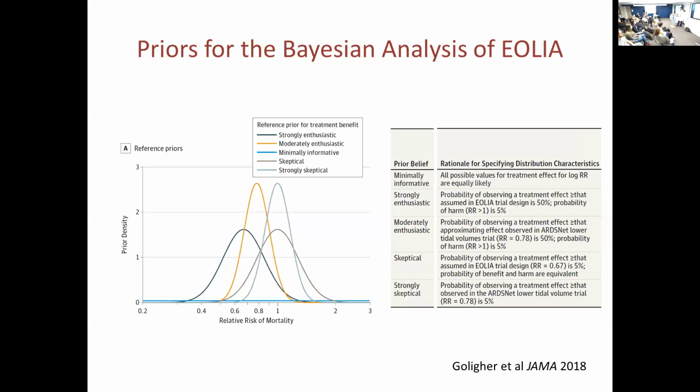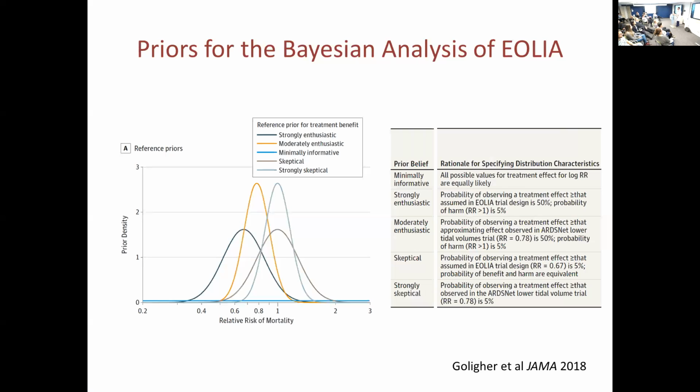The strongly enthusiastic prior was specified just like David Spiegelhalter described it being specified. So the probability of observing the treatment effect used to plan EOLIA was specified to be 50%, and the probability of harm was only 5%. At the other end of the spectrum, we specified a strongly skeptical prior. In this case, we felt like specifying a low probability of an absolute risk reduction of 20% wasn't actually skeptical enough. Many people would say that's actually impossible.